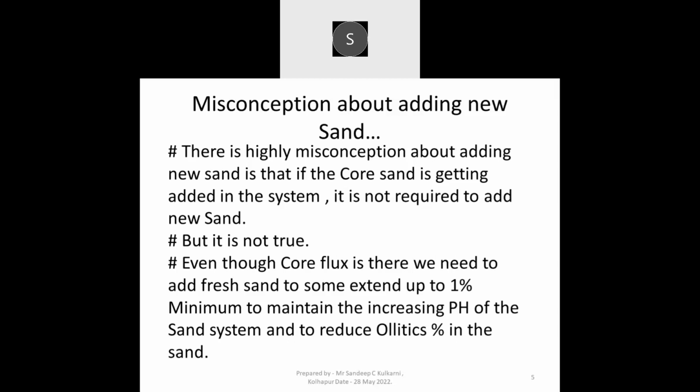Even though core influx is there, getting added in the system due to the use of cores, we need to add fresh sand to some extent, from 1% minimum to 5%, to maintain the increasing pH of the sand system and reduce the oolitics percentage in the sand. So it is very important to add fresh sand to take care of oolitics percentage and to reduce or maintain the pH of your sand.